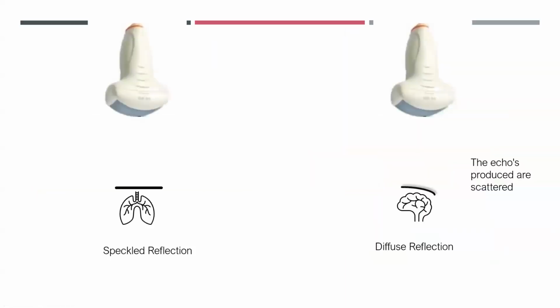I'm going to skip this, but this is just an example of what we've discussed. The echoes produced in the brain are quite scattered, hence they define anatomy much better. Whereas on the pleura, virtually 80% of the waves are reflected, so you don't actually identify tissue in the lung. What you identify is artifact.